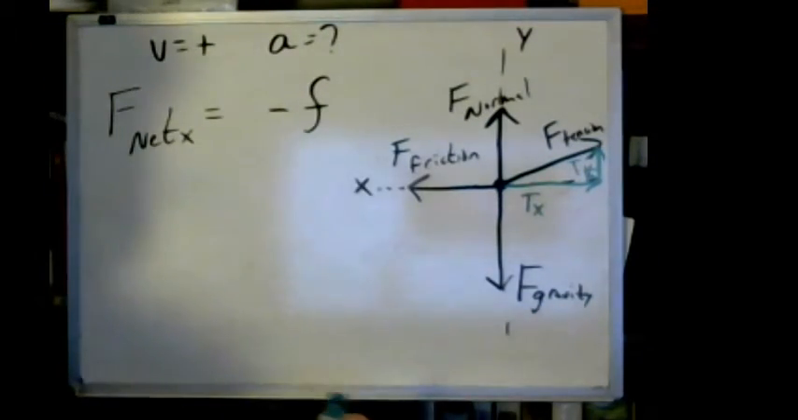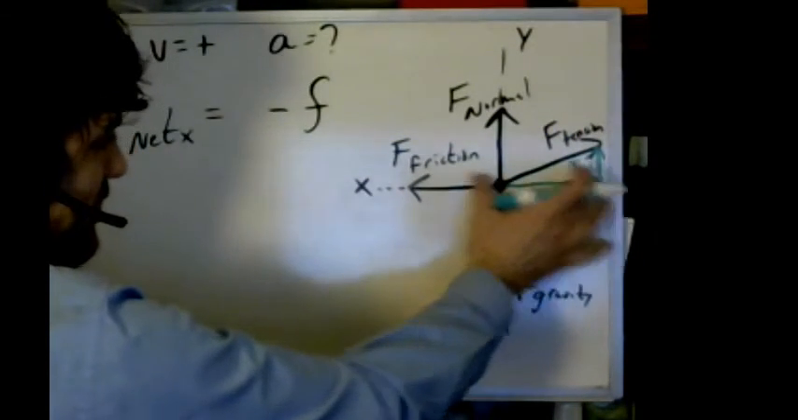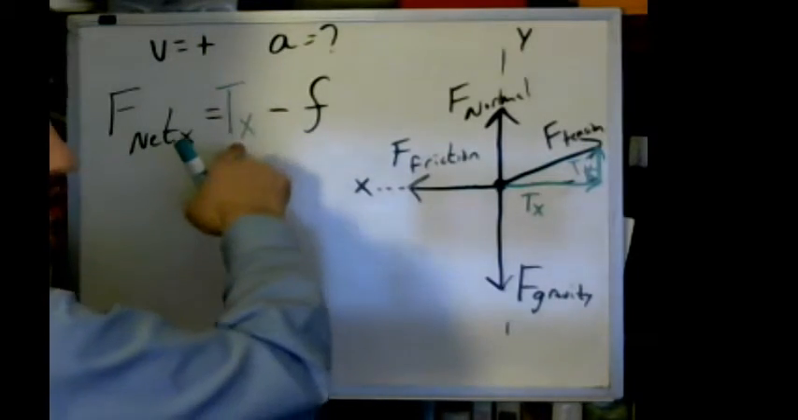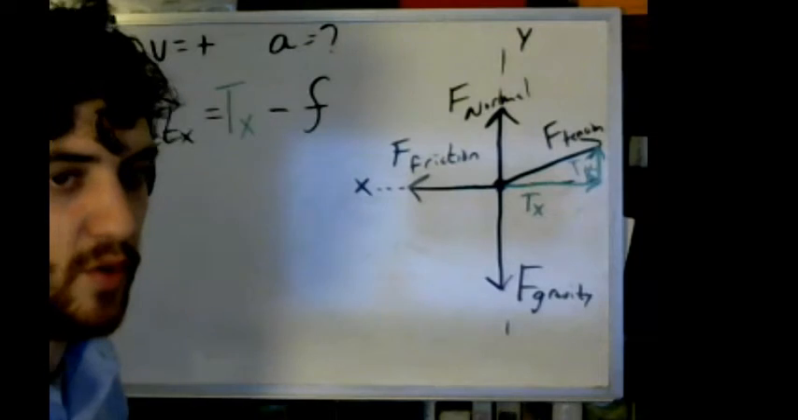Now we're able to fill this in. We have this force broken into components. The Tx is to the right, the strength of the pull of tension, which is directed toward the right.